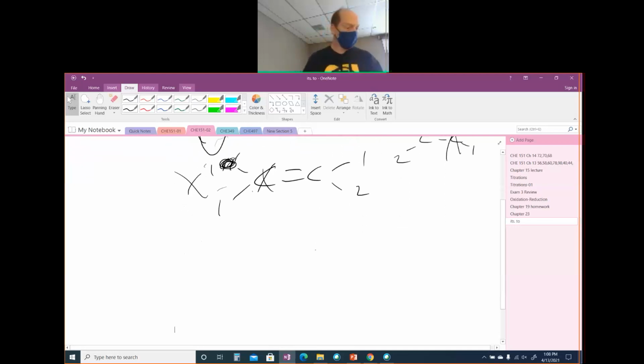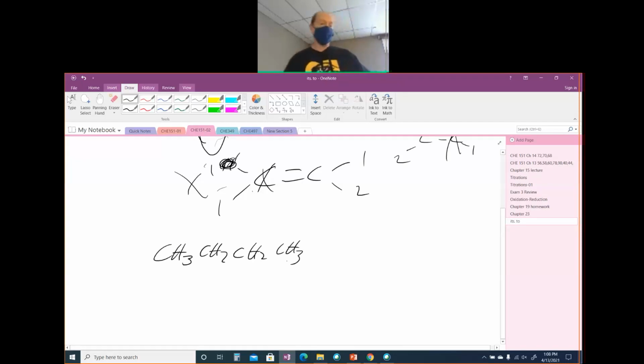All right, so when you look at the first one, you have not even a double bond. You have CH3, CH2, CH2, CH3. Now, alkanes can never be cis-trans. All right, so alkane, never cis-trans.